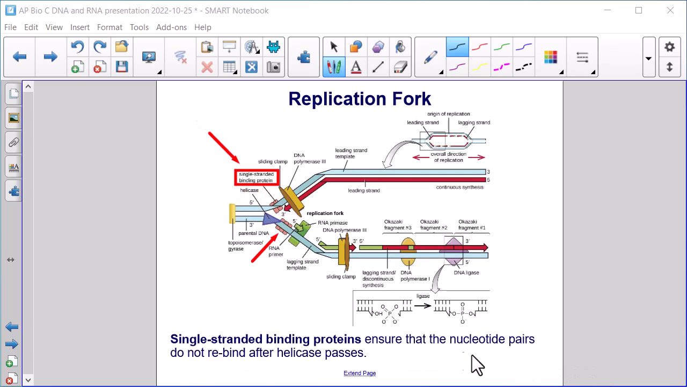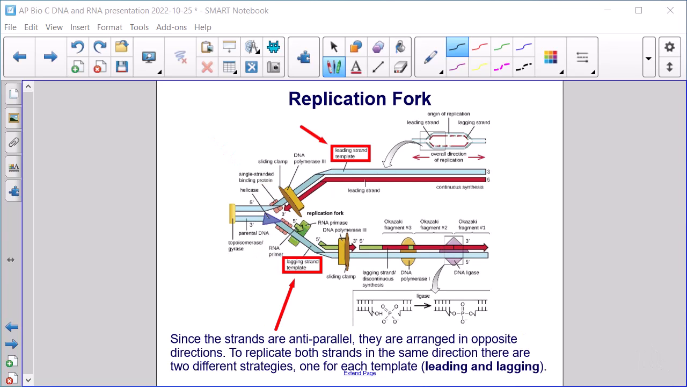Single-stranded binding proteins, indicated by these little orange bars, bind to single strands once they're separated to ensure that the nucleotide pairs do not rebind after the helicase passes. Since the strands are anti-parallel, they are arranged in opposite directions.